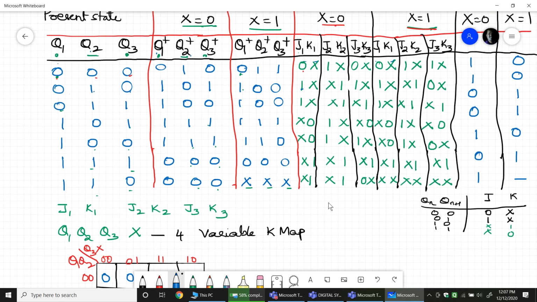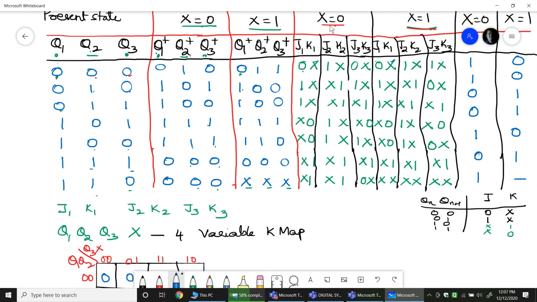bit by bit data. Okay, so for X equals 0, now Q1 Q2 Q3 0 0 0 0, J1 is 0. 0 1 0 0, J1 is 1. 0 1 1 0, J1 is 1. 1 0 1 0, J1 is X. 1 0 0 0, J1 is X. 1 1 1 0, J1 is X. 1 1 0 0, J1 is X. In that way you should enter all the data.